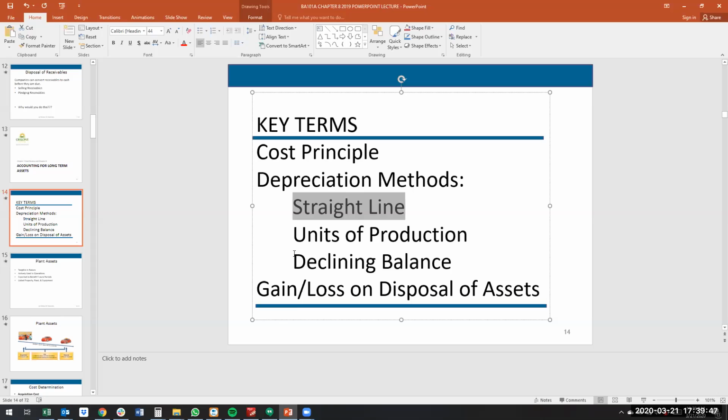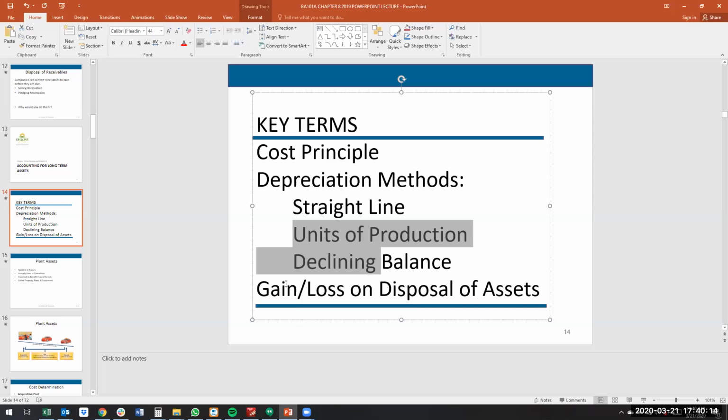Today, we're going to be going over a few other methods of depreciation. This includes units of production and the declining balance methods. So straight line isn't the only method you can use. A lot of companies do. I think most of my clients use straight line method for depreciation, but there's other methods of depreciation too and other benefits to those methods, so we can discuss that. And then we're also going to be talking about the gain or loss on disposal of assets.